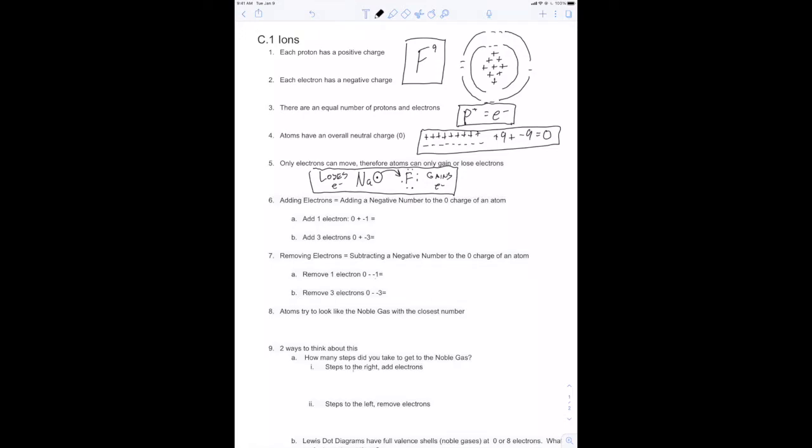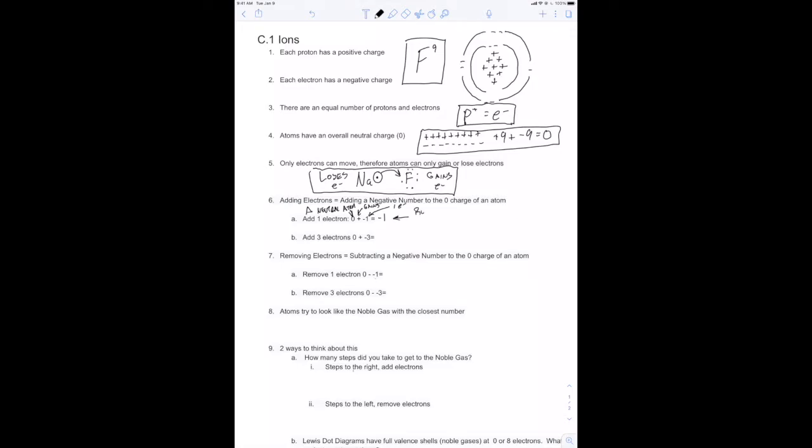So if we do the math for that, we know 0 plus -1 equals -1. But what exactly are we saying? Let's break down each of the parts of this equation. We're going to start here with the 0. And what we're saying with the 0 is a neutral atom, because a neutral atom has no charge. And then we have this plus here, and that means it gains. And then we have this -1 right here, and that means 1 electron. Okay, so a neutral atom gains 1 electron, and then this equals -1.